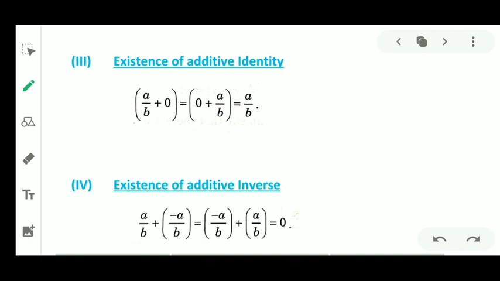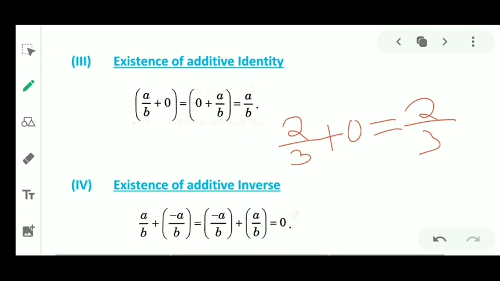Now existence of additive identity. If you add 0 with a rational number, then we will get the same rational number. If you add 0 with 2 by 3, then we will get the same rational number. So 0 is the additive identity on rational numbers.